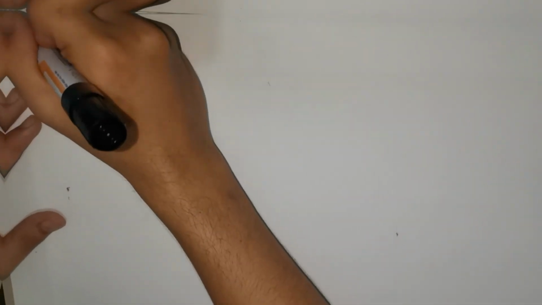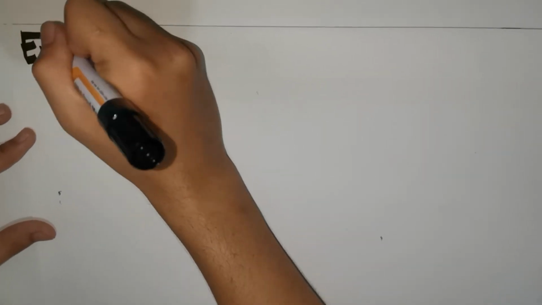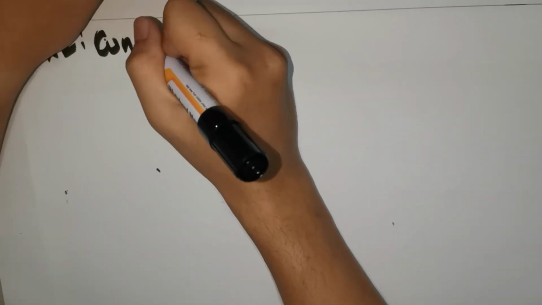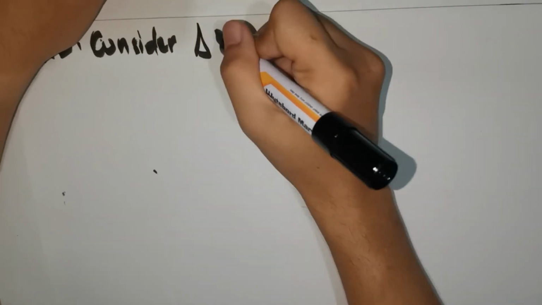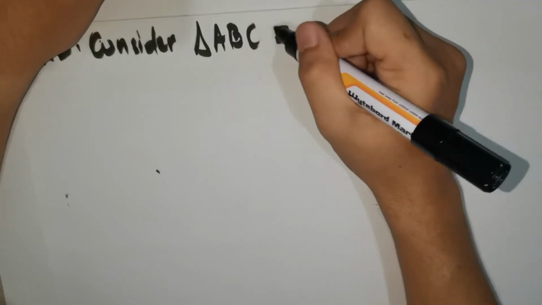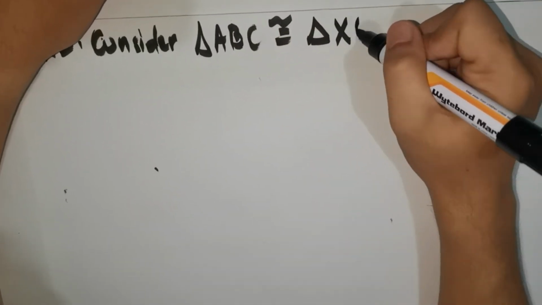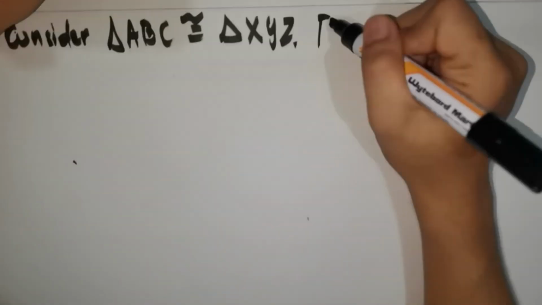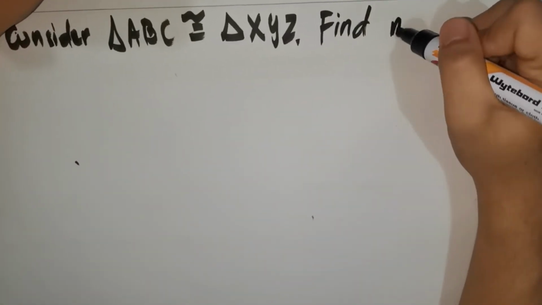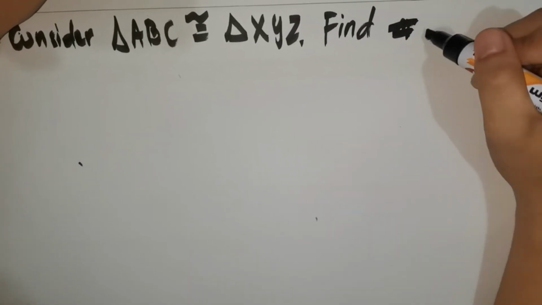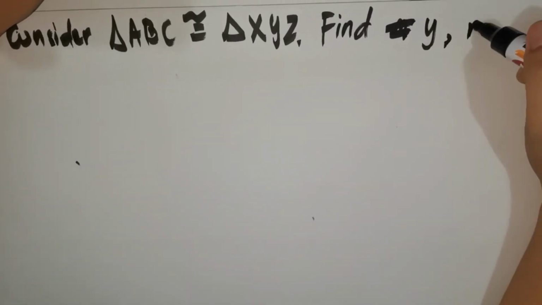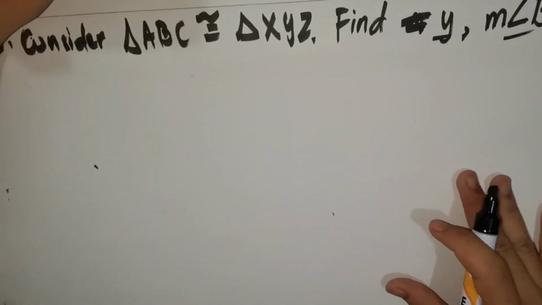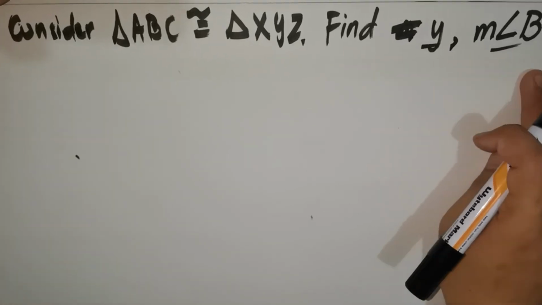Okay, let's go with example number 2. So it's the same. You have to consider triangle ABC is congruent to triangle XYZ. Now, if these two triangles are congruent, find the value of y and the measure of angle B. So, dalawa nga hanapin natin. The value of y at the measure of angle B.